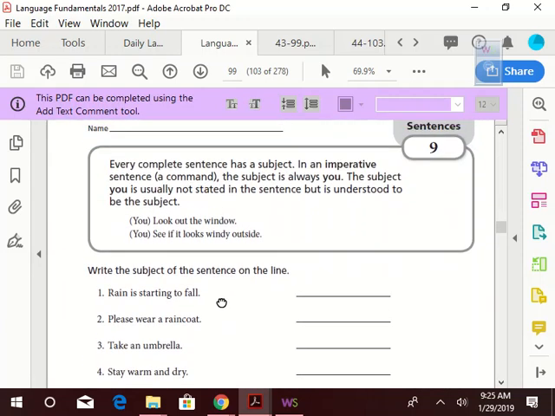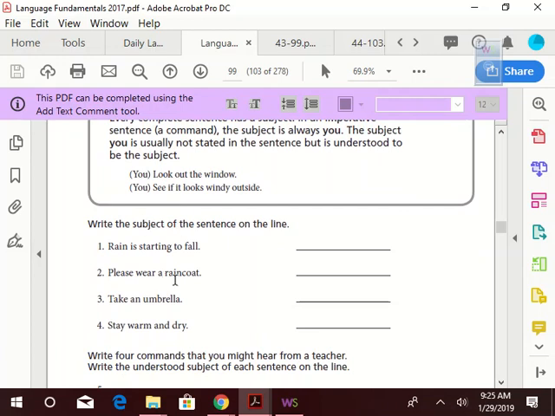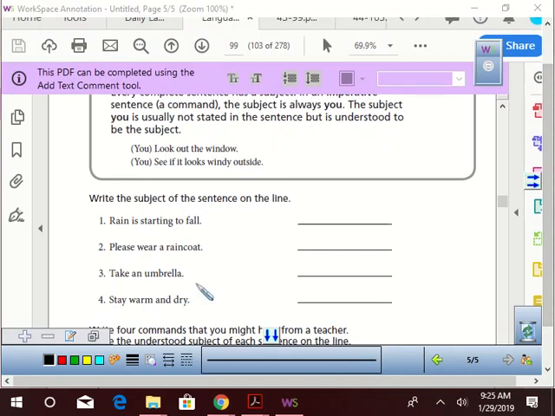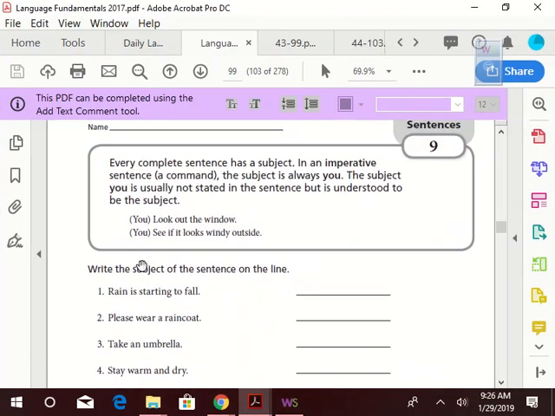All right, now I'm going to take this to the next level on this one. It says, write the subject of the sentence on the line, right? I'm going to have you break this sentence apart. Rain is starting to fall. Please wear a raincoat. Take an umbrella, okay? Stay warm and dry. All right, so every complete sentence has a subject, right?